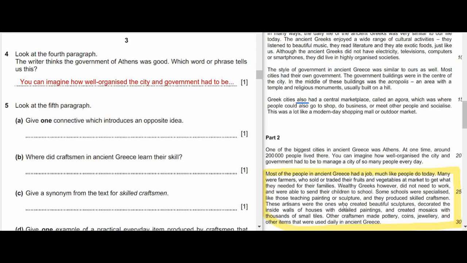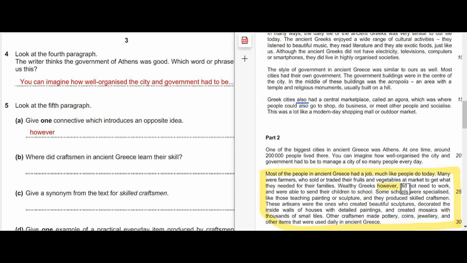So let's reveal the answer. It's "however". "However" is in here: "While the Greek, however, did not." So this is the one connective which introduces an opposite idea. Many farmers sold or traded their fruits and vegetables at market to get what they needed for their families. Wealthy Greeks, however, and that is the opposite, did not need to work like the farmers and were able to send their children to school.